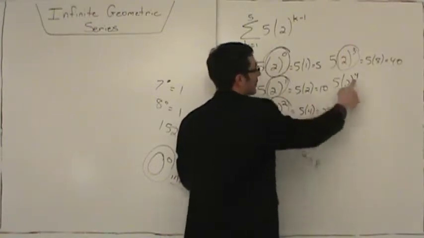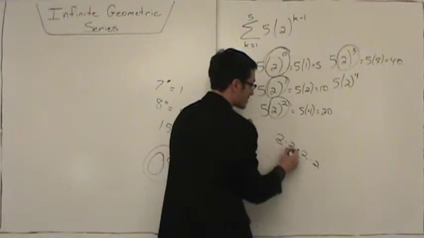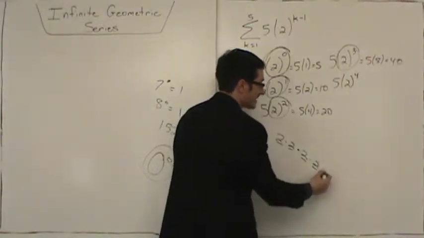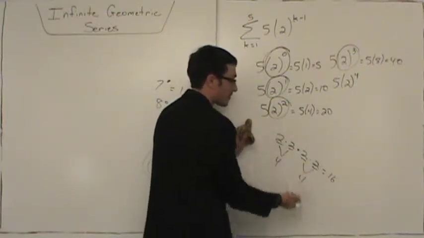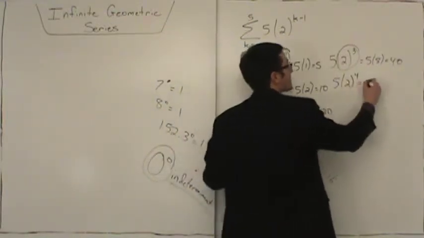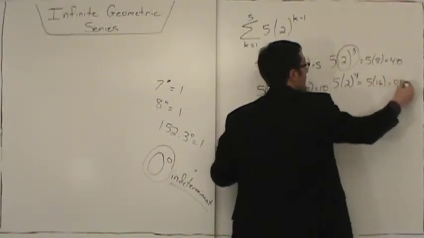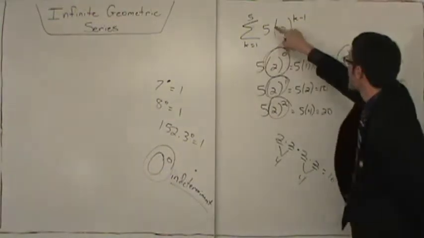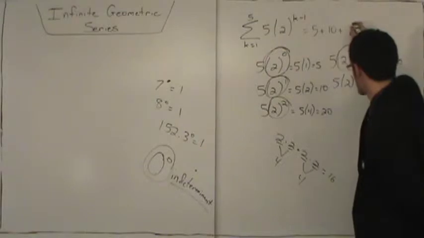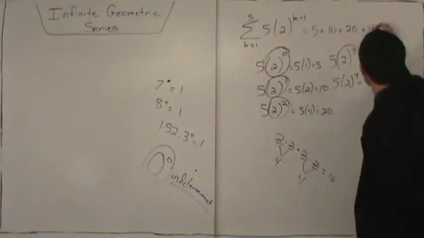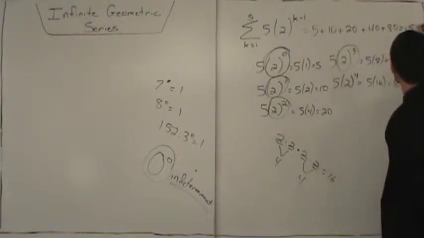And 2 to the fourth is 2 times 2 times 2 times 2. 2 times 2 is 4, times 2 is 8, times 2 is 16. A faster way is to pair them up: 2 times 2 is 4, 2 times 2 is 4, multiply 4 by 4 to get 16. So we get 5 times 16, which is 80. These are our values, and remember, sigma means add them up. 5 plus 10 plus 20 plus 40 plus 80 equals 155.